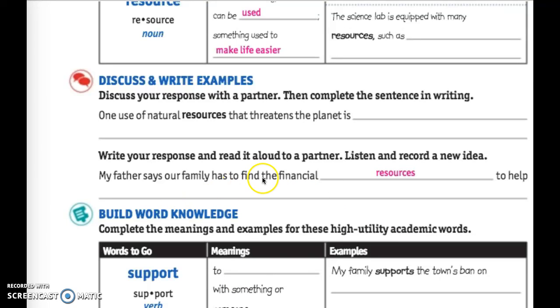What would be something that your family would have to use financial resources to help to do? It could be to pay, to buy, to help, what? And that's what I want you guys to come up with. So go ahead and fill out this blank here. Now, be prepared to use these ideas in a class discussion.